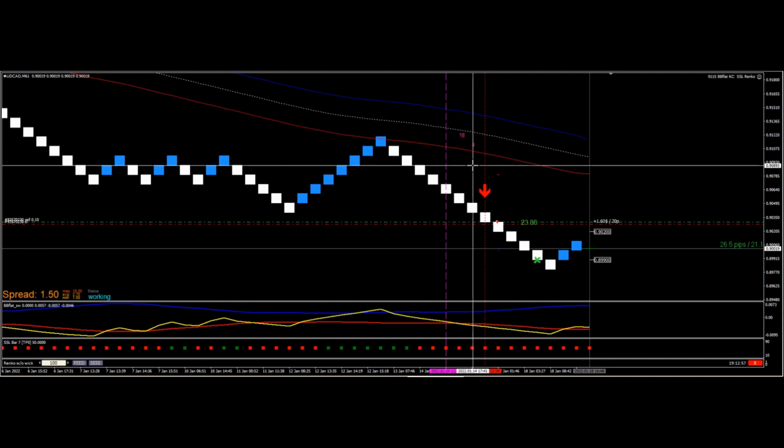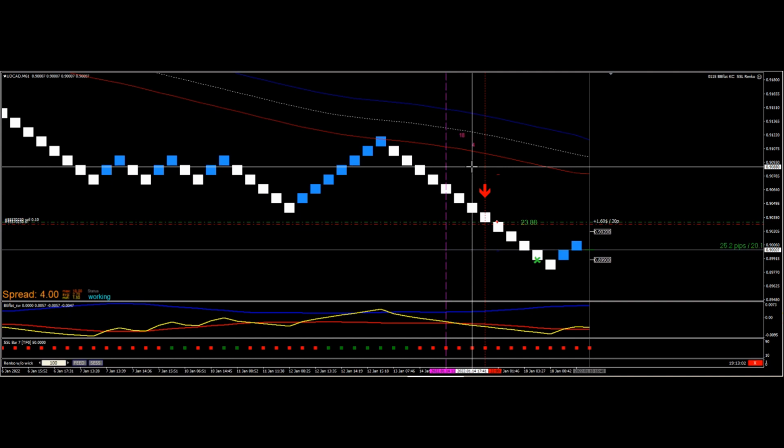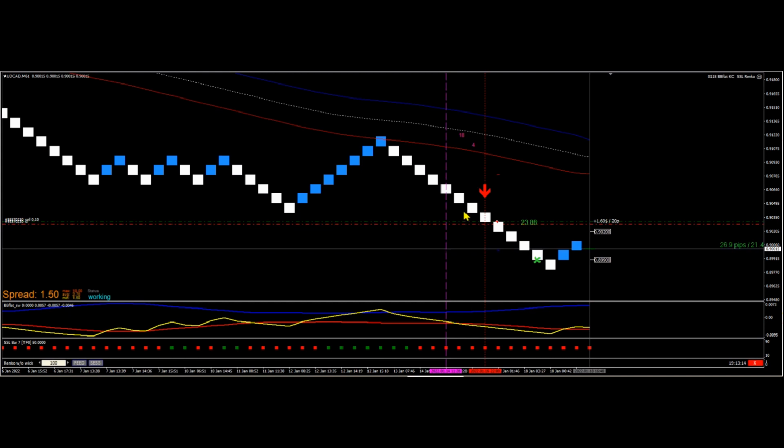So then we see the next brick here has opened below, and we have red, and we have enough volume, and our spread is under 5. So at the end of this brick, we're going to open our trade. That's what we did. As you can see, it followed down. It went 10, 20, 30, and it closed the trade.